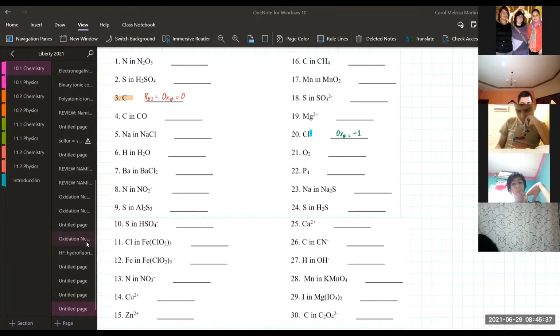What element is not combined? 14 and 15. Okay, 14 and 15, it is the same situation as the chloride ion that we just did. 14 and 15 have charges, so the oxidation numbers are going to be equal to the charge. So here, the oxidation number is going to be +2. And number 15 is also going to be +2 because of the charge, remember?